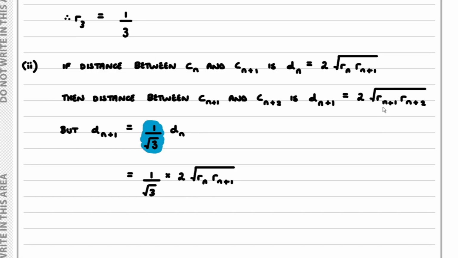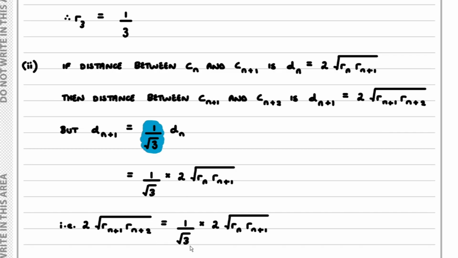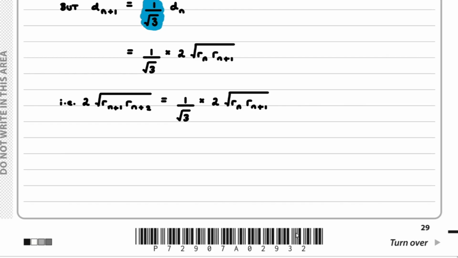We can now equate these together. So we've got 2 times by the square root of Rn+1 Rn+2 equals 1/√3 times by 2 times the square root of Rn Rn+1. If we square both sides and cancel the 2's, we have Rn+1 Rn+2 equals 1/3 Rn Rn+1, and the Rn+1's cancel from both sides, so we will be left with Rn+2 equals 1/3 Rn.